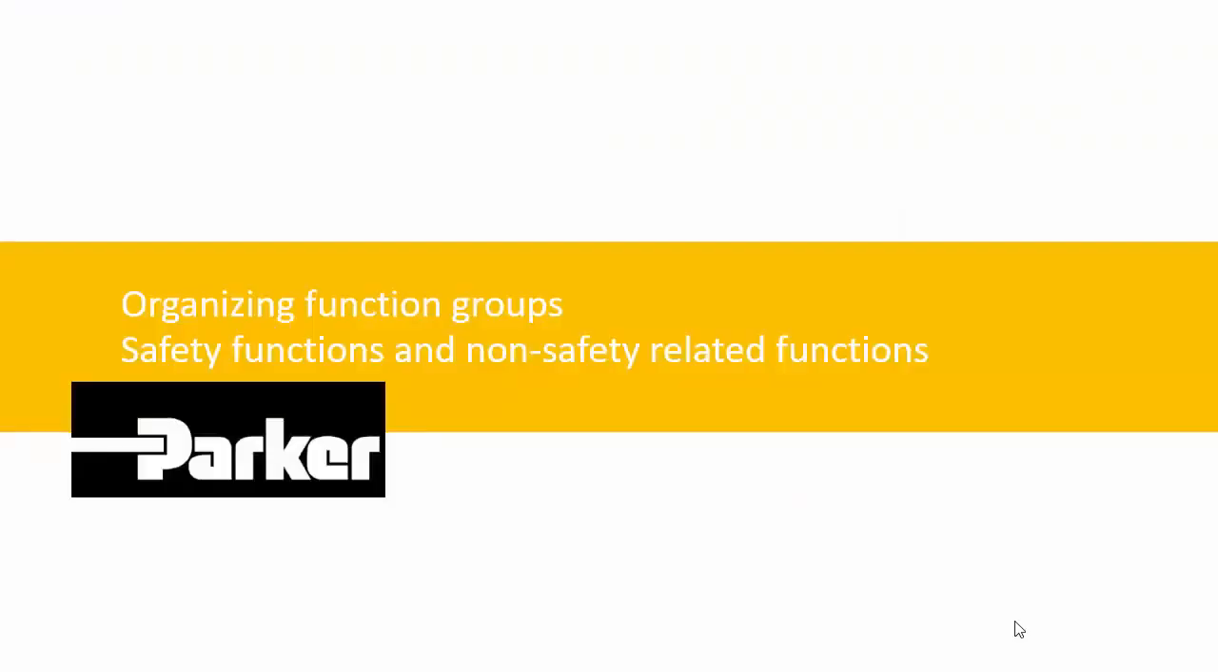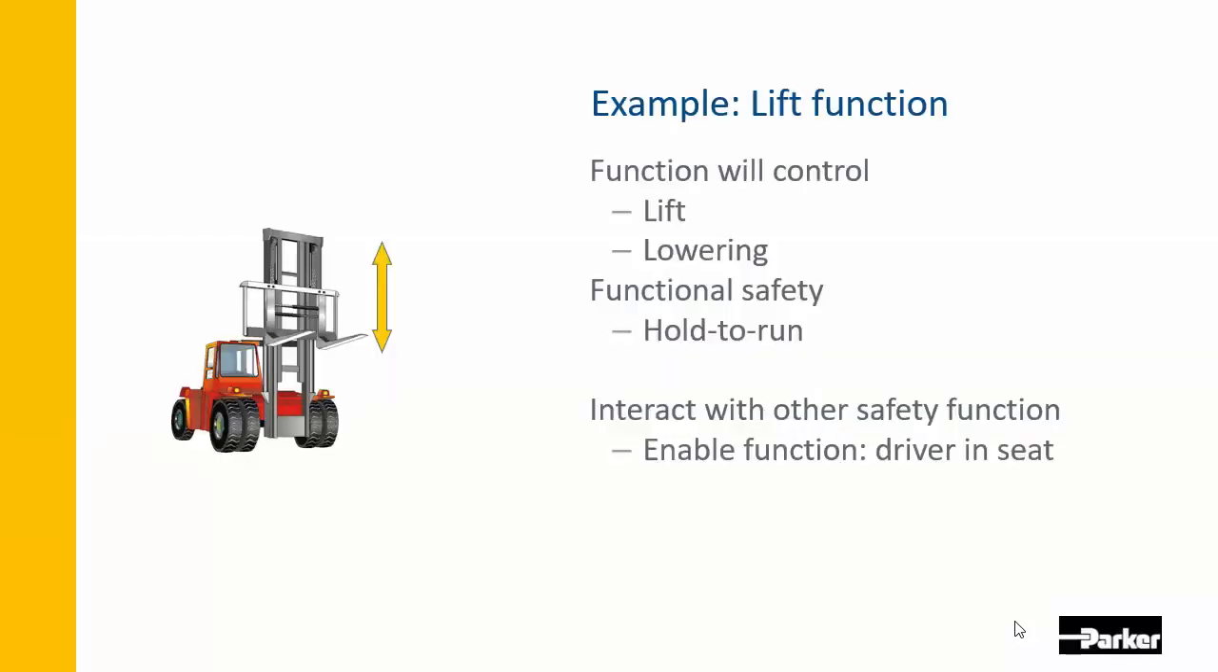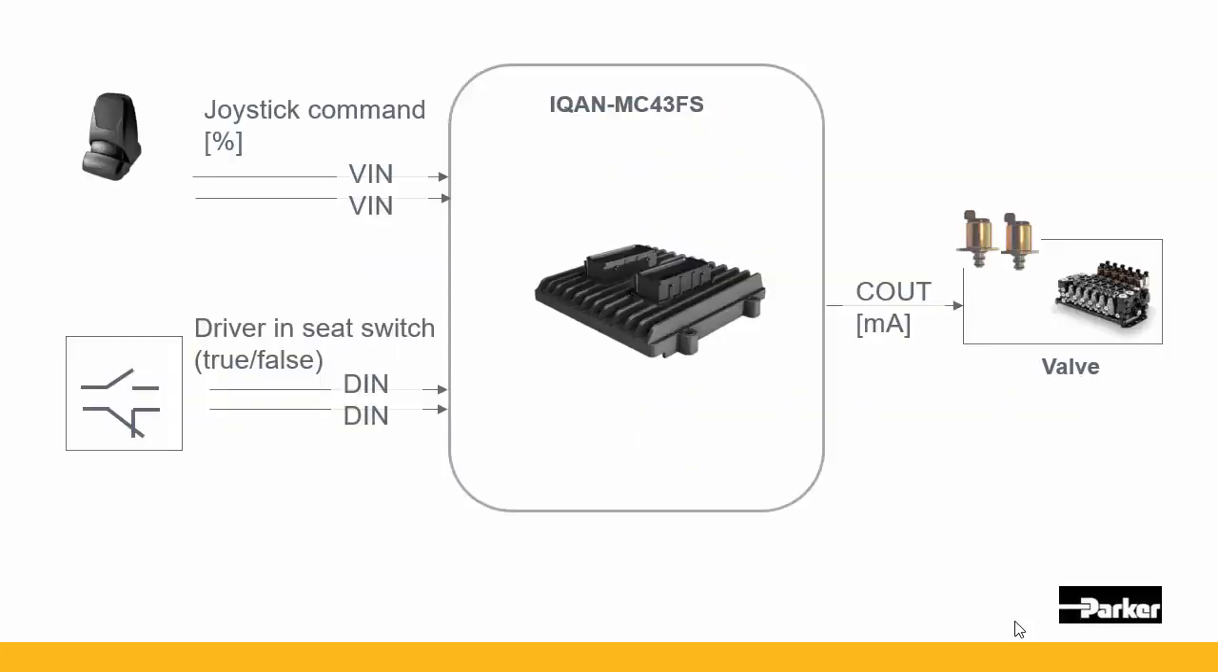Up until this point, we've looked at a single safety function, the lift hold to run, and we had this enable function, but we didn't really say what it was for. So let's say it's for a driver in seat, then that's a safety function, and it shouldn't be built with just a single digital input. So I won't go into detail on how to build that up from scratch, just showing here quickly how it looks.